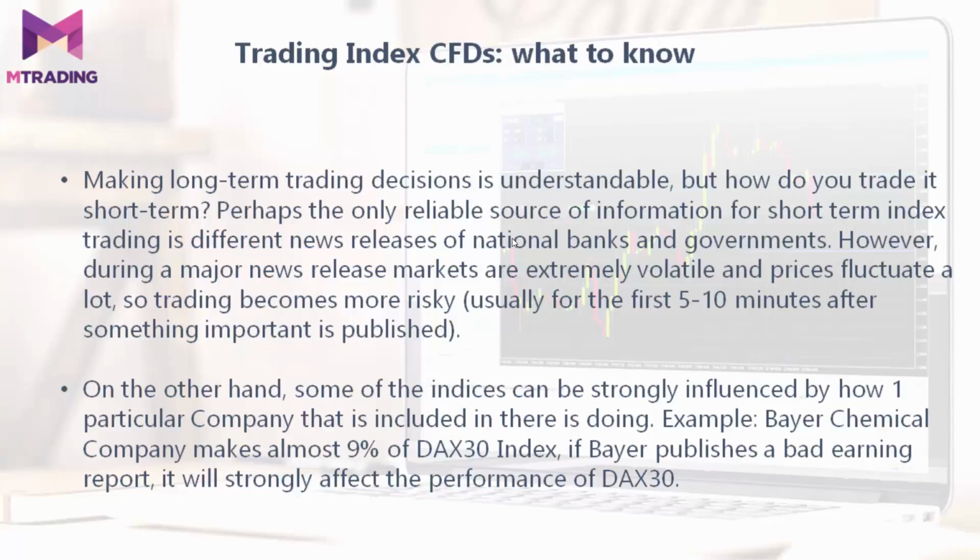On the other hand, some of the indices can be strongly influenced by how one particular company that is included in the index is doing. For example, Bayer Chemical Company makes almost 9% of the DAX 30 index. If Bayer publishes a bad earnings report, it will strongly affect the performance of DAX 30.